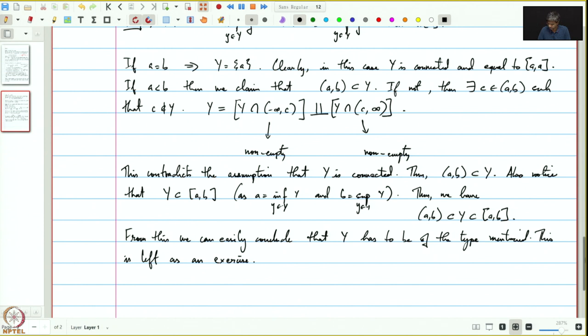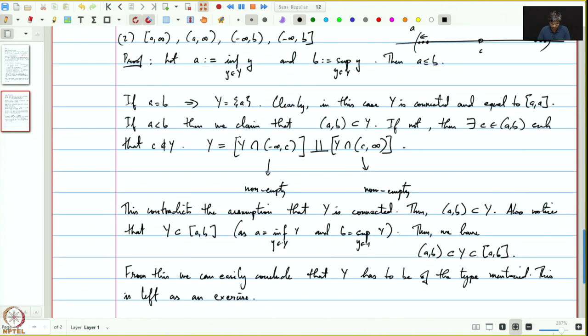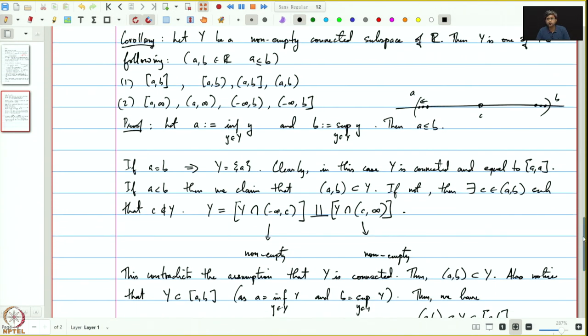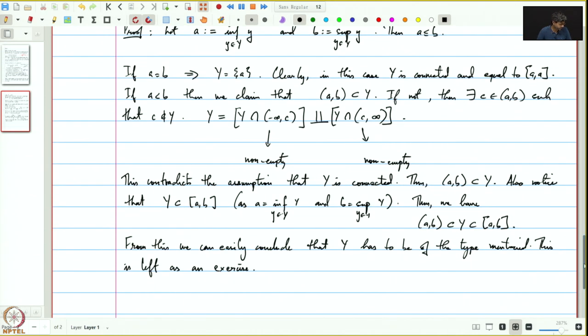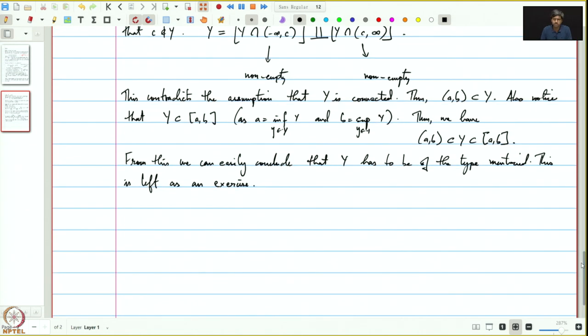Okay, so this result gives us a description of the connected subsets of the real line. Okay. So next, we want to see a very useful proposition, which talks about the interaction of connectedness and continuous maps. So, proposition.